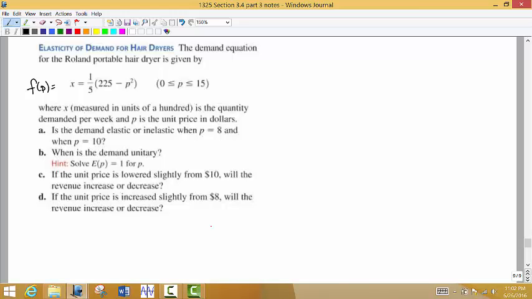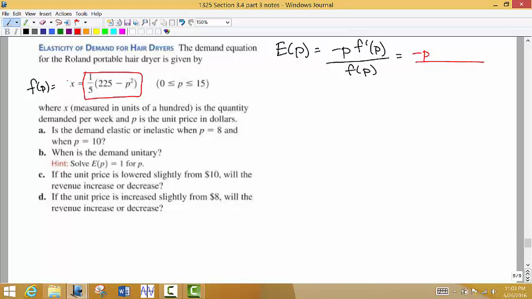So before we answer this question, obviously we have to find our elasticity of demand function. So I need to find E of P. We know that the formula for that is negative P times the derivative of that demand function divided by the original demand function. All right, so let's go ahead and make that formula. So it's always negative P. That part doesn't change. We want to find the derivative of our function.